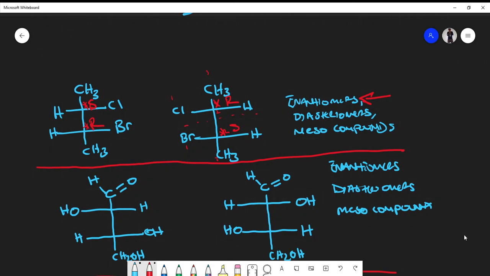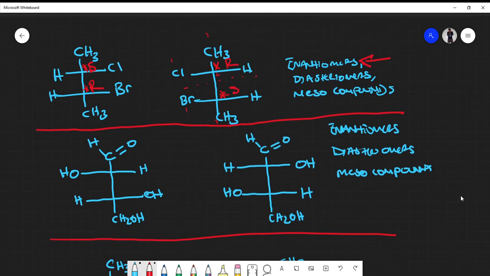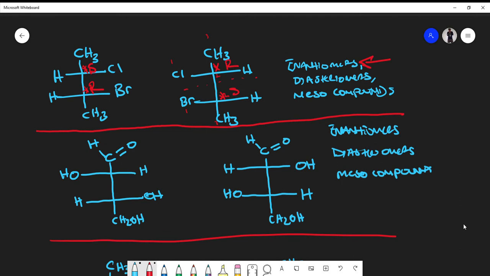Let's do another one. How would we differentiate? Are these enantiomers, diastereomers, or meso compounds? The first thing I like to do is identify my chiral centers. I have 4 different things bonded to this carbon as well as this carbon, and it's the same on this side. So I have 2 stereogenic centers. Now the idea is, are these enantiomers or diastereomers?